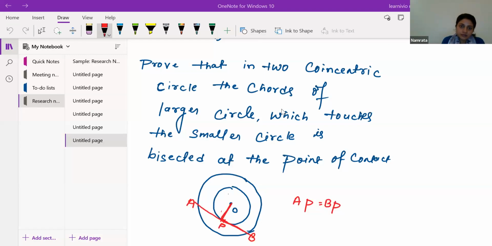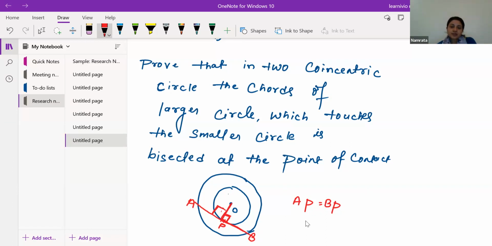Yes, ma'am. Here, can we say that OP is perpendicular? Like here, it's 90 degrees. Can we say? Ma'am, can you repeat? Your voice was lagging. My voice is lagging? Was it clear now? Yes, ma'am. Can you repeat?